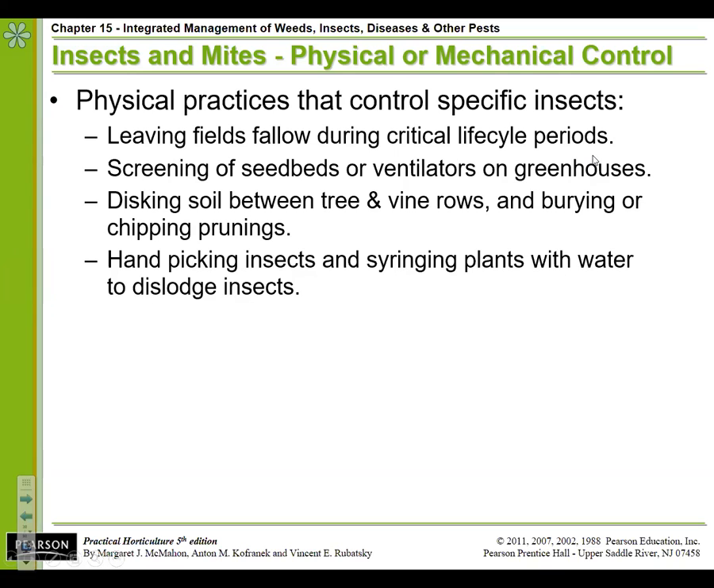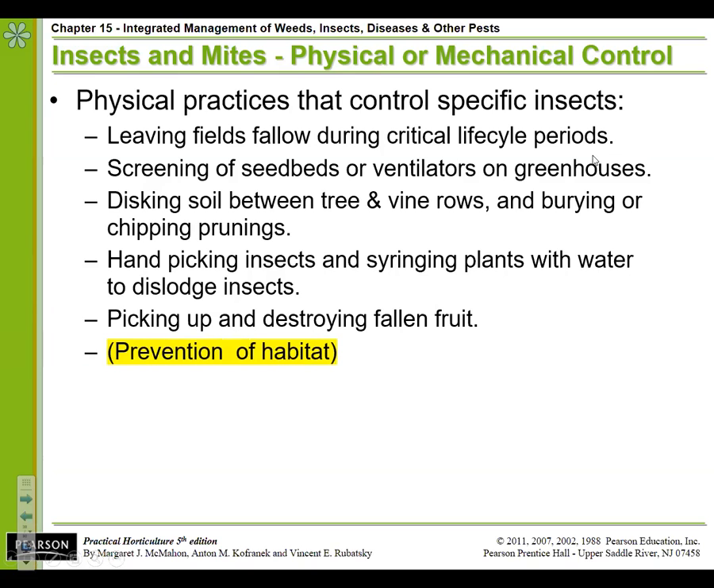We can hand pick insects. Sounds awful, but in some cases that can be successful. We can also use a strong blast of water, just hand watering, to knock some of these insects off of your crop, making them more susceptible to predators as well. We can pick up and destroy fallen fruit from crops, so that there isn't something for the insects to feed on or lay their eggs in.